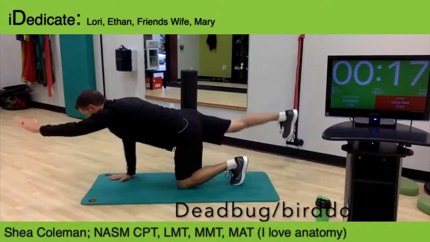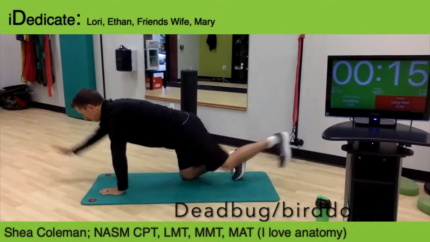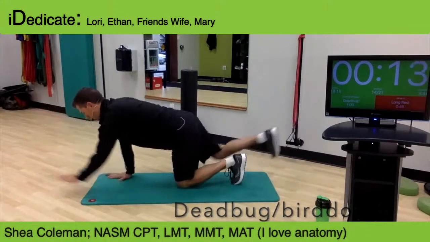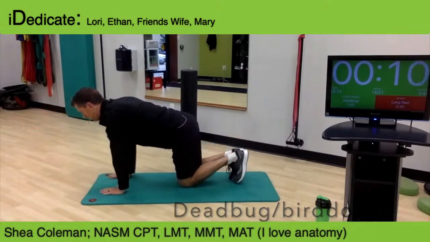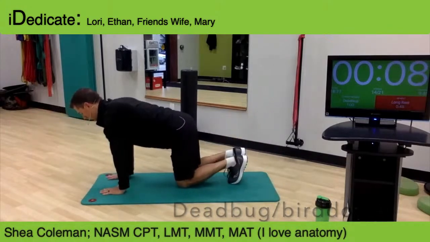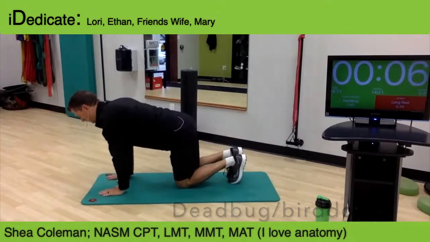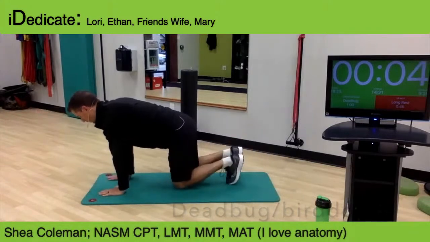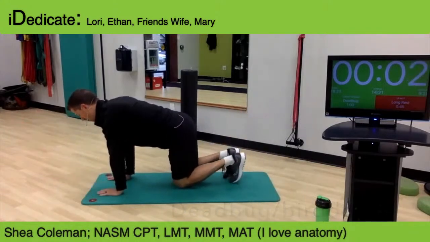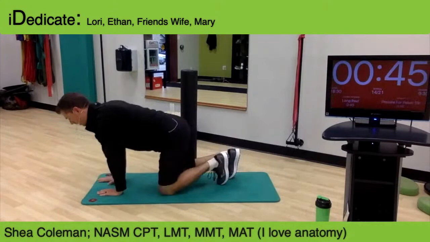Right, all the way through. Do your best to finish strong. Recompress that core. Pull those shoulders down and back. Same position as you were in. Squeeze tight. 7 seconds to finish. 3, 2, 1. Long rest.